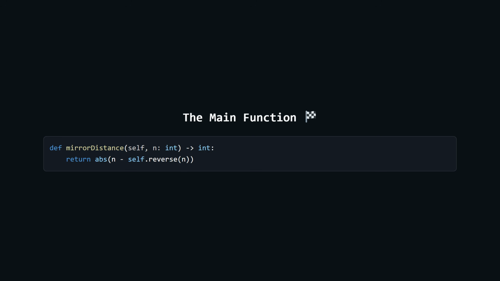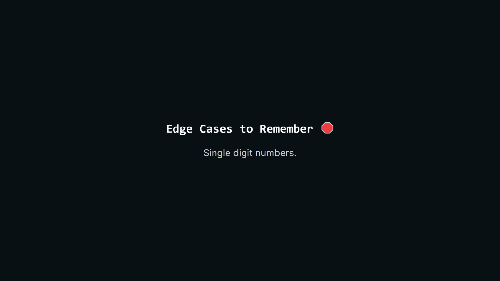Now back to our main function. All it has to do is call that helper function we just traced, subtract the reversed number from the original number, and return the absolute value. Simple and clean. Let's quickly talk about an edge case you should always consider.